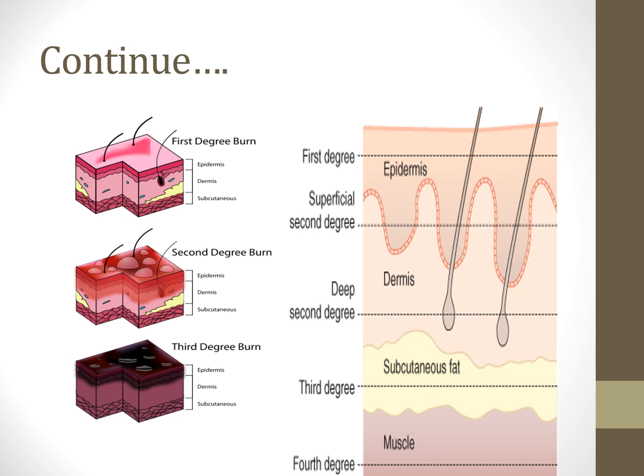But if the burning is damaging the dermis layer or approaching the dermis layer, then we should call it a second degree burn. And if the burning is damaging both the epidermis and dermis, and reaching or approaching the subcutaneous fat or up to the muscles, we may call it a third degree or fourth degree burn.